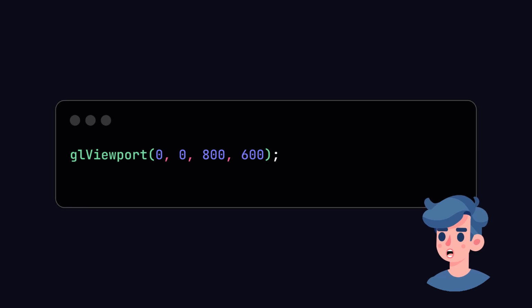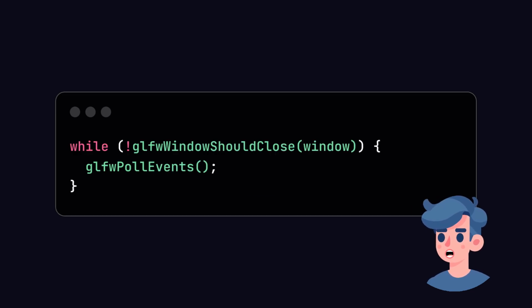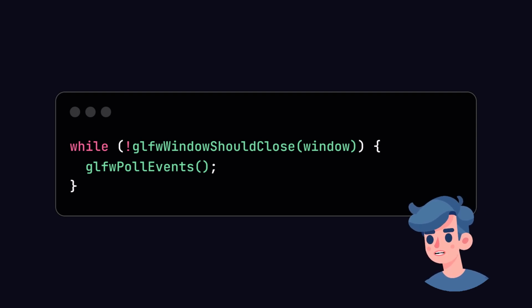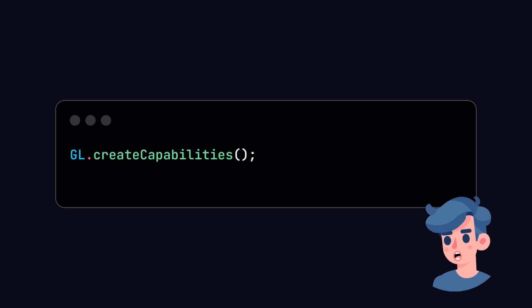Then, we will set the viewport size, which is the rectangular area of the window where OpenGL draws. This is done using the GL viewport method. Now we have our window set up, but we also need to set up an event loop to keep our window open. For this, we can use a while loop that runs until the window is closed. Inside this loop, we will render graphics.